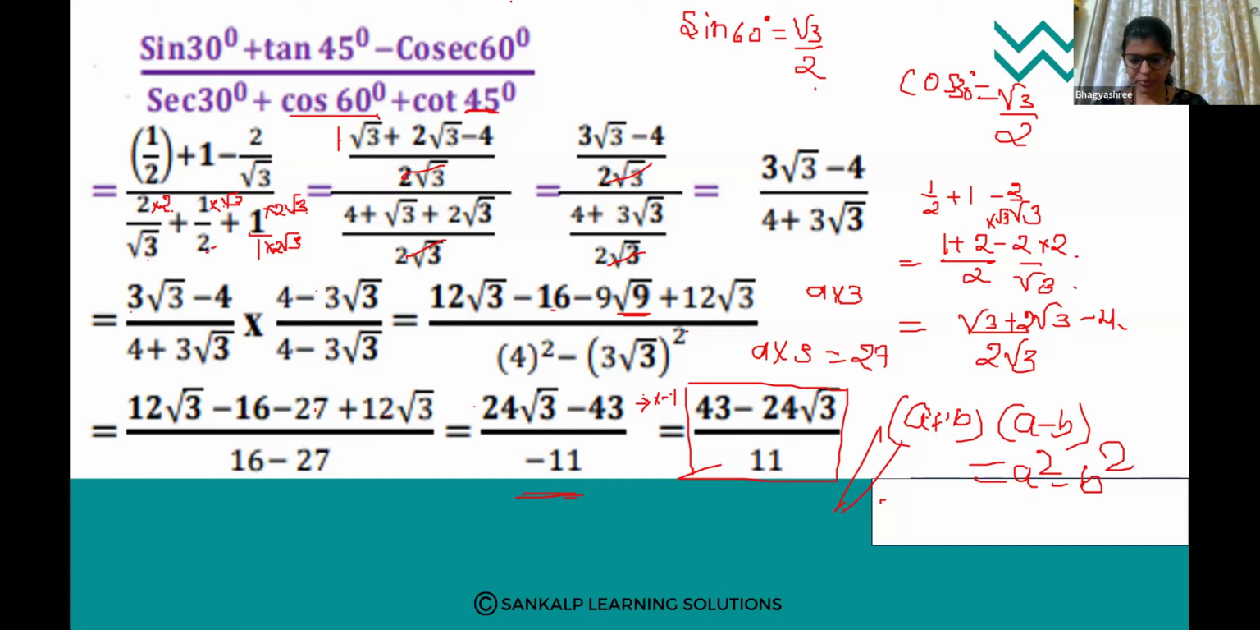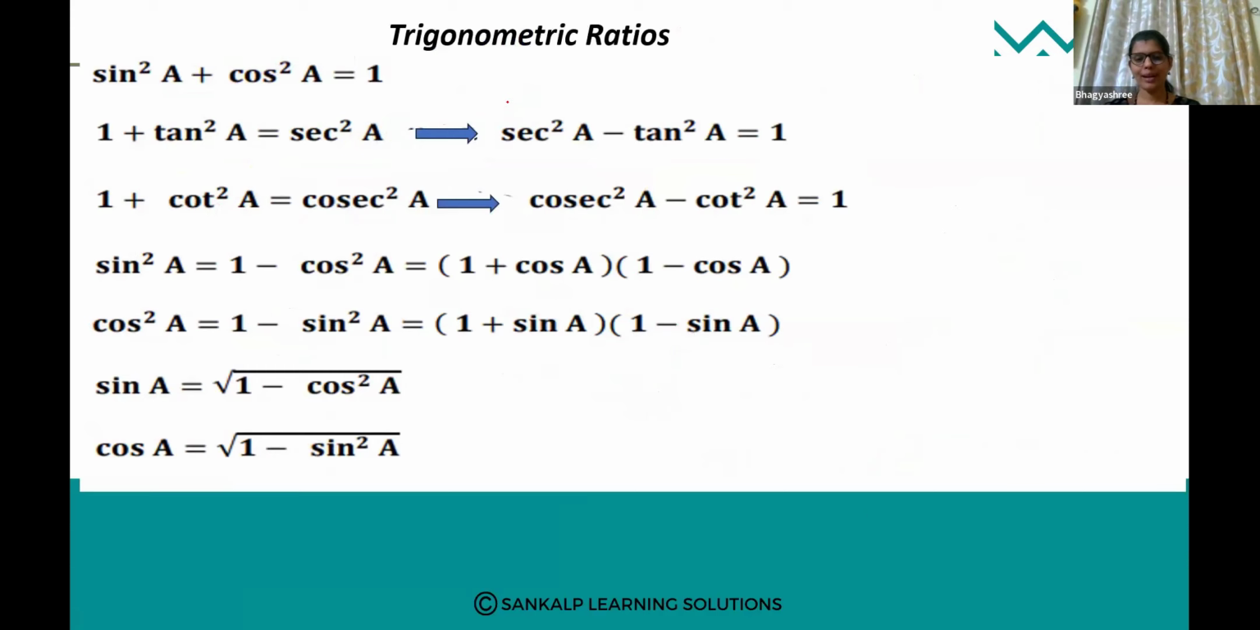Next one. Yes. Now we'll see some trigonometric identities. So dear children, these all are trigonometric identities. Remember, trigonometric ratios, trigonometric identities. Okay, not ratios, identities. Not ratios, it is identities.